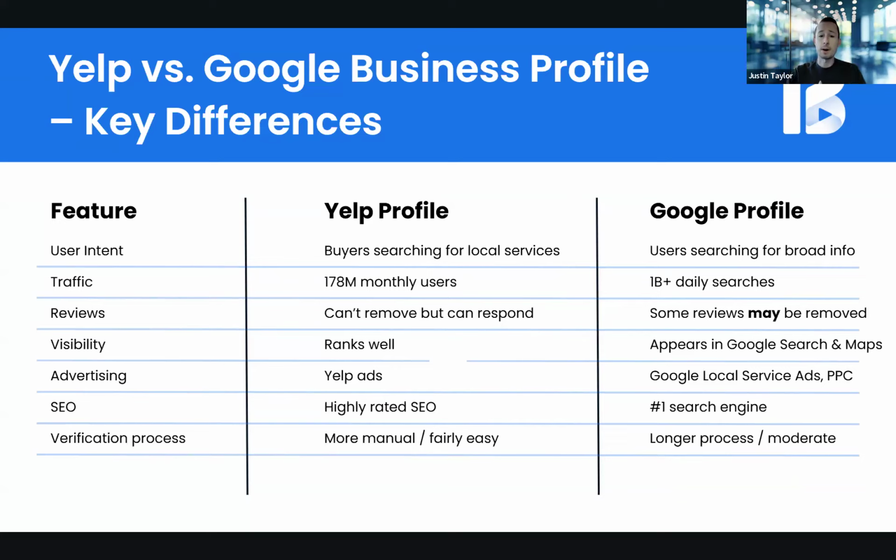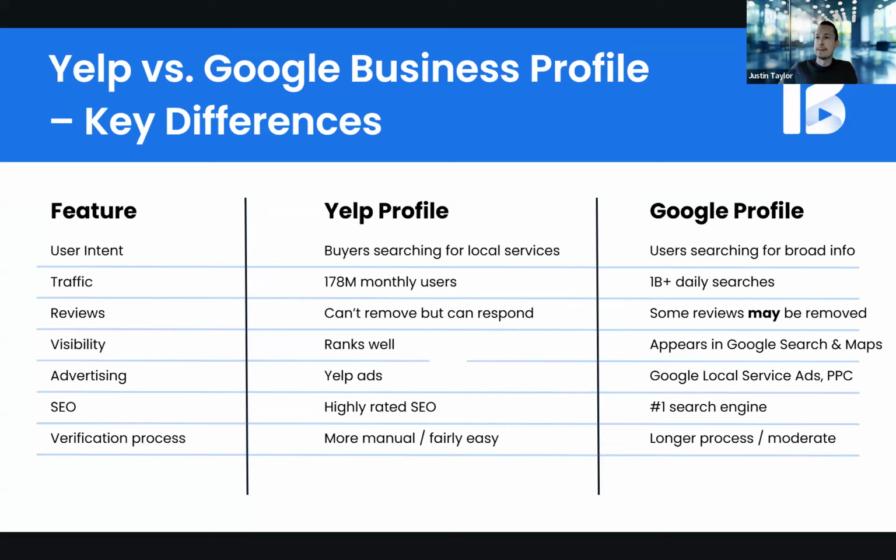Visibility, like I said, Yelp ranks very well, whether they're doing a Google search or they're searching directly in the Yelp platform or mobile app. It ranks very well. Yelp profiles can still show in Google searches. And of course, Google, as we know, they're the number one search engine in the world. They pretty much own that market, especially in maps. So you can still appear in those Google searches and maps.